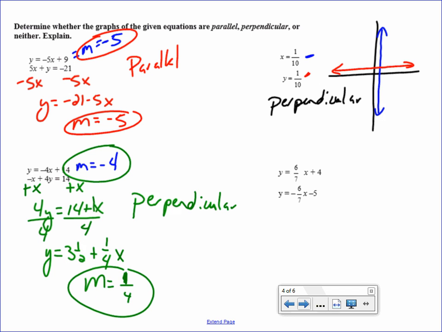Okay, so if we look at this next one, the slope of the top one is 6/7. The slope of the bottom one is -6/7. So do they have any of the qualities that we need? They're not the same, so they're not perpendicular. Or excuse me, they're not parallel. They're not opposite reciprocals, so they're not perpendicular. So we would have to say that these are neither.